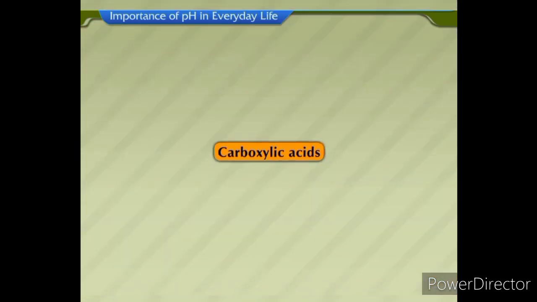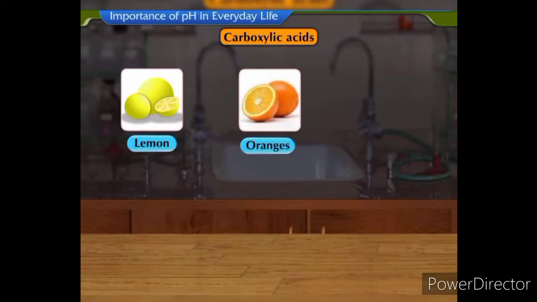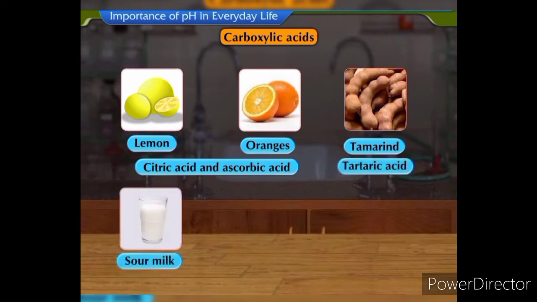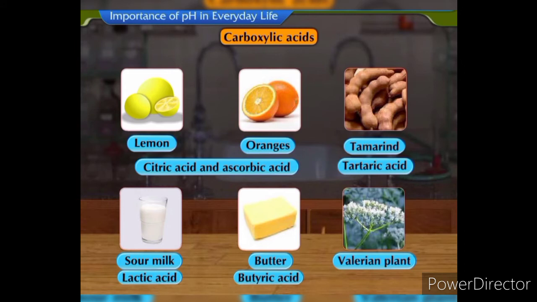Carboxylic acids. Certain foods are acidic because of the presence of carboxylic acids. For example, lemon and oranges contain citric acid and ascorbic acid. Tamarind is sour to taste because it contains tartaric acid. Raw milk turns sour due to the formation of lactic acid. Butter contains butyric acid. Roots of the plant valerian contain valeric acid, commonly known as pentanoic acid.